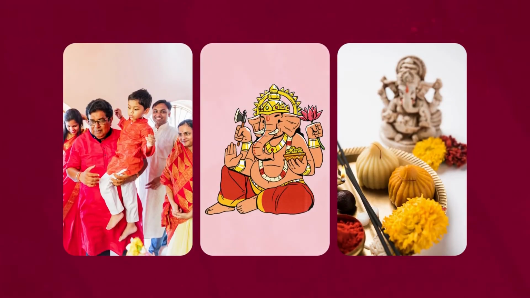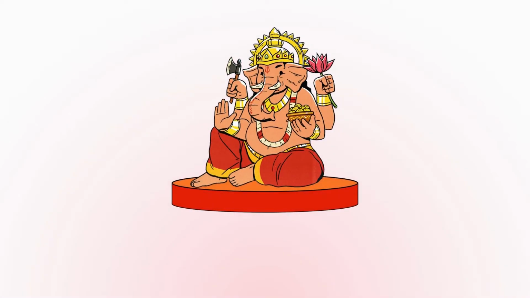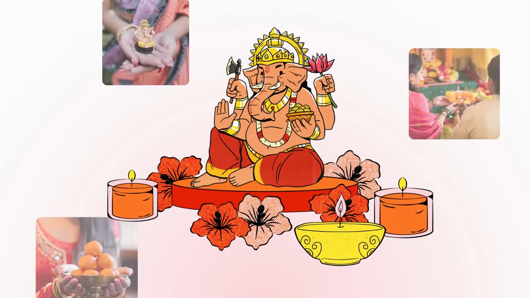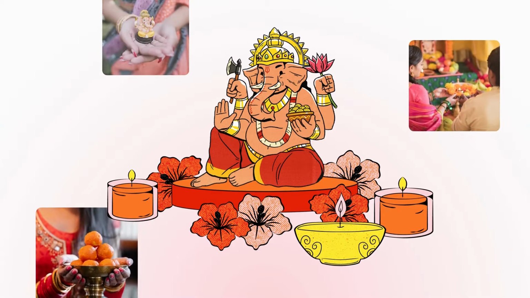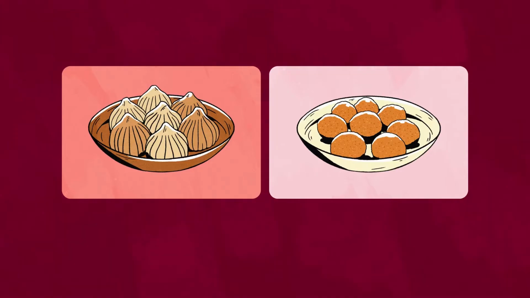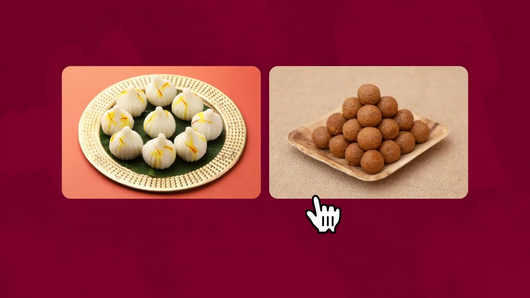Families come together to install a clay idol of Lord Ganesha in their homes. It's often placed on a raised platform and decorated with flowers and lights. Daily prayers, hymns, and rituals are performed. This usually includes offerings of sweets, fruits, and flowers to the deity. Special dishes are also prepared, including modak and laddu, considered Lord Ganesha's favorite sweets.